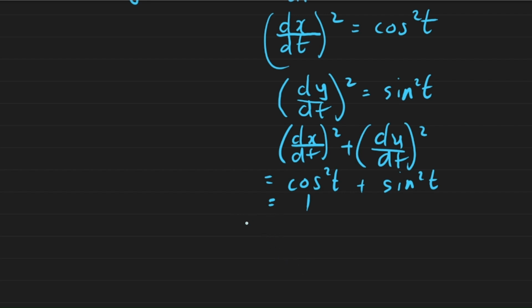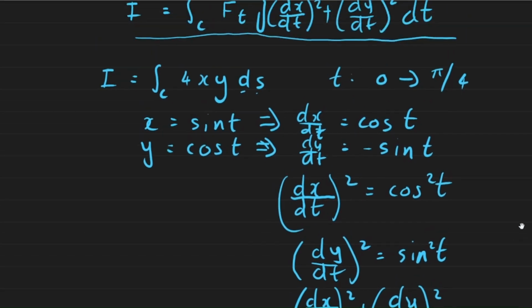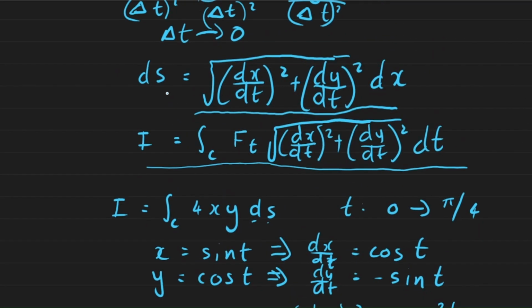So what that means is that ds is equal to dt. What is ds equal to? We can see from our equation that ds is equal to the square root of dx dt squared plus dy dt squared times, sorry, this should be dt. Well, we have just shown that this dx dt squared plus dy dt squared is equal to 1. And of course, the square root of 1 is just 1. So that means that ds is equal to dt.